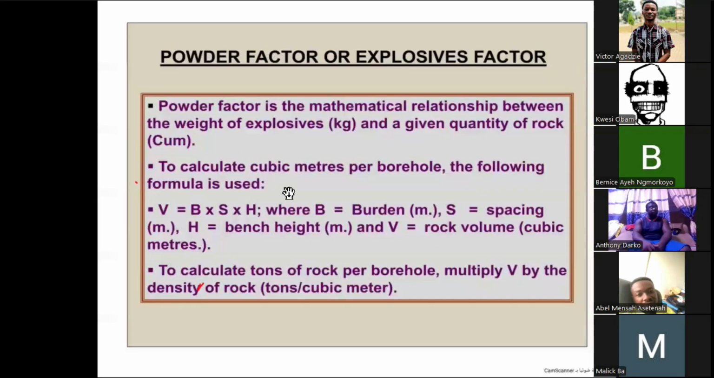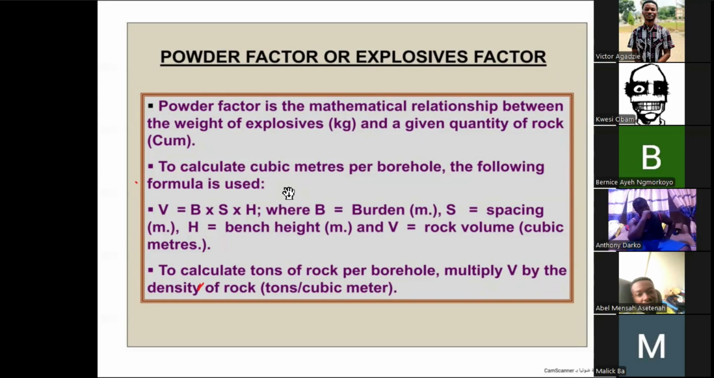Also, we have the powder factor. The powder factor is simply the quantity of explosives used to blast or break a unit volume of the formation. Explosives, we measure in kilos. Let's assume you pump 140 kilograms of explosive in a given hole.